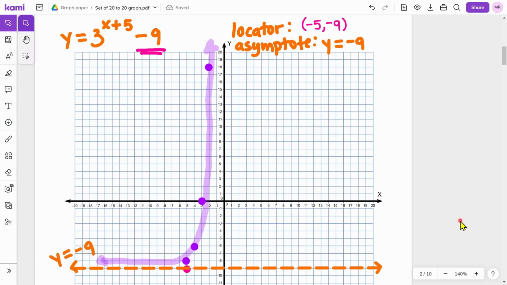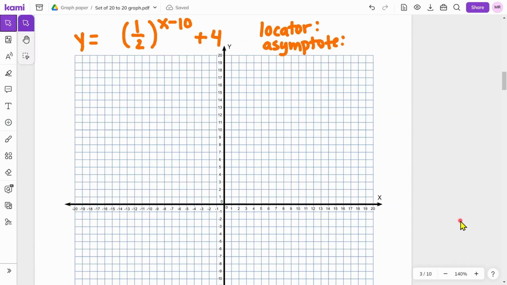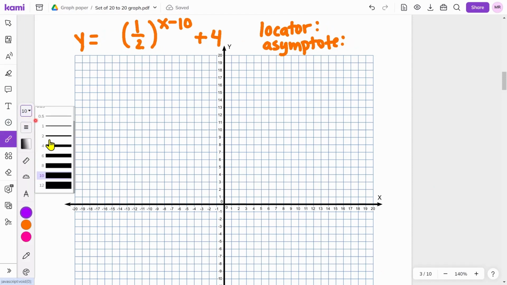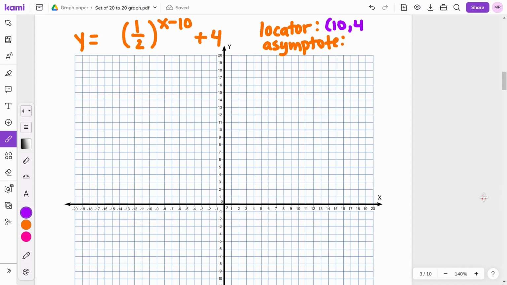Now, let's say we are going to try where we have a 1/2. So this time, this is going to be a decay. Every time I'm going to be half as high, half as high, half as high. So my locator point is going to be at positive 10, comma 4. And my asymptote is going to be at y equal 4.